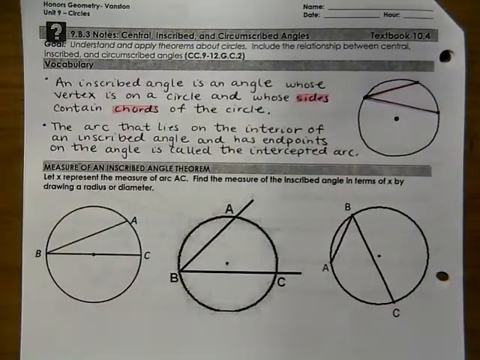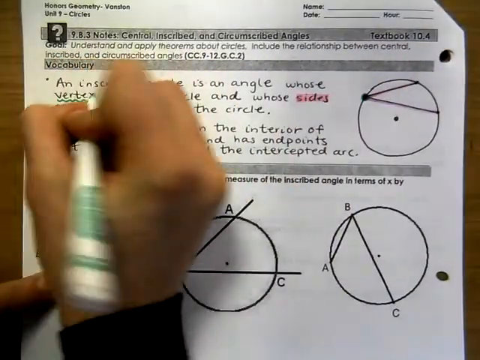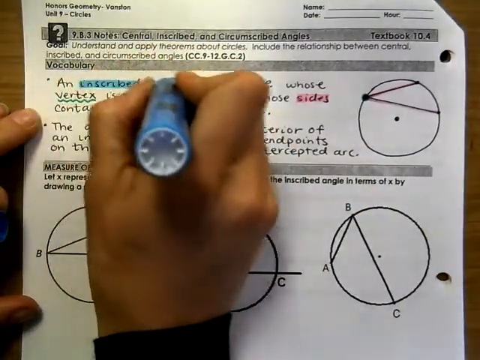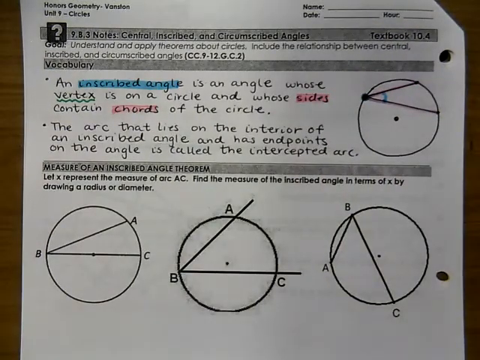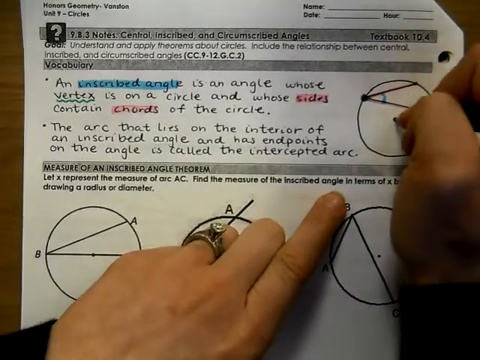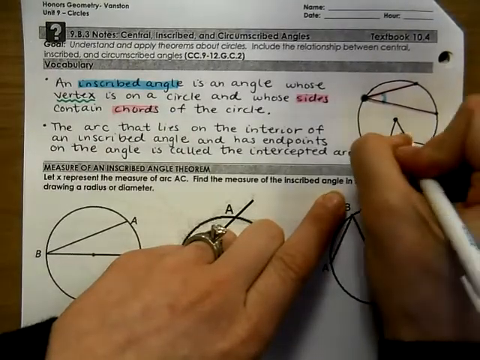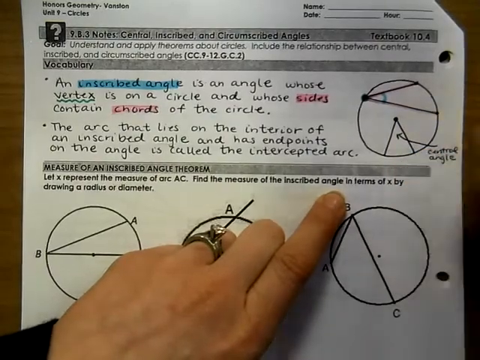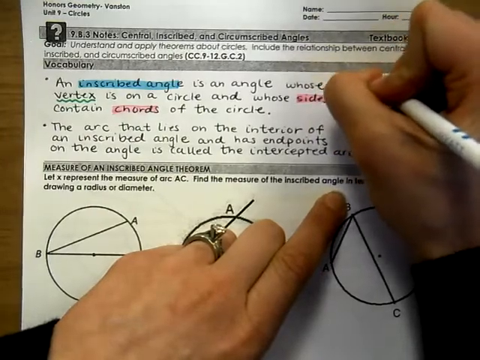Okay, the vertex is right here. So the vertex is on the circle, and the inscribed angle would be that angle right there. That is your inscribed angle. Now, that's an inscribed angle. We've also talked about central angles. Remember, central angles have a vertex on the center. So this guy right here is a central angle. But this guy right here is an inscribed angle.